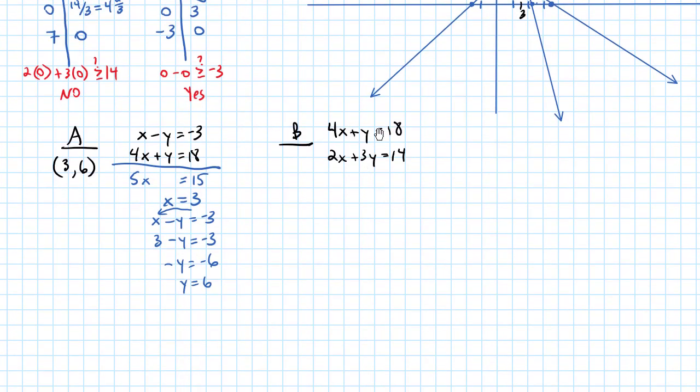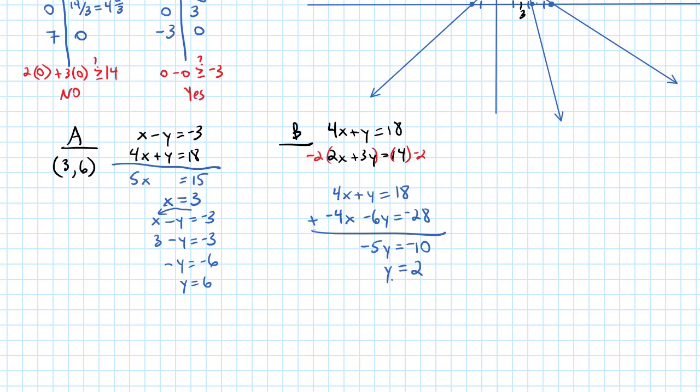So now, unfortunately, if we add these together, nothing cancels, but we can easily multiply the second equation, both sides, by negative 2. And that's going to give us, well, we still have our 4x plus y equals 18, and then we have negative 4x minus 6y equals negative 28. Now when we add those together, the x terms cancel, and we get negative 5y equals negative 10, which means that after we divide, we can see that y is 2. Then we can plug this y value back into either equation. I'll plug it back into the first one.